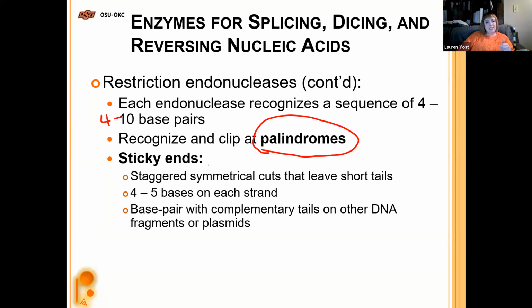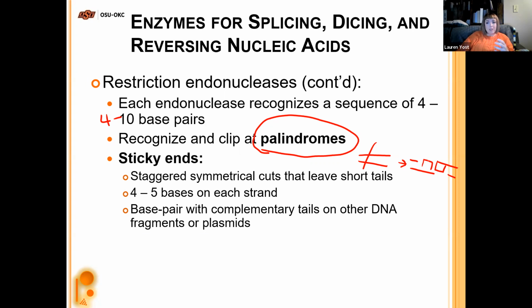And then it creates a sticky end, which means staggered, symmetrical cuts. If your double strand looks like this, it will get cut by the enzyme, and you might have it look like this, and the other side will look like this. So you see how there's this extra overhang going on there. Those are the sticky ends. That's the idea of the sticky end.